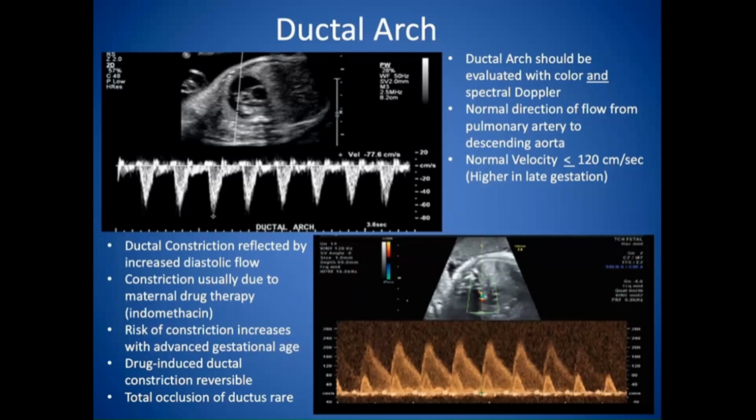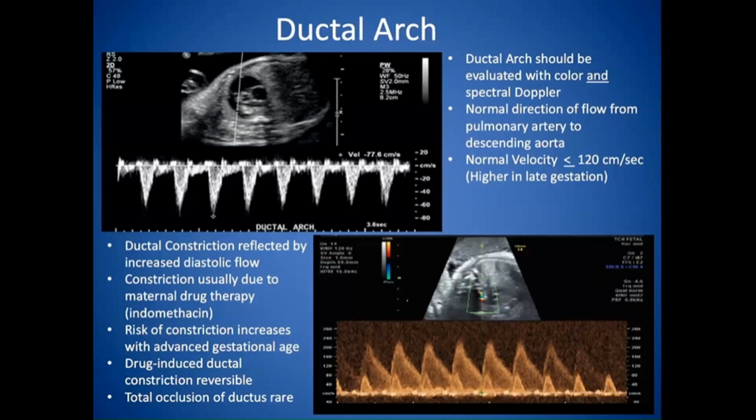Having said that, you need to keep in mind that with the aortic arch, regardless of where you are in gestation, it probably won't vary much from this 120. It may be a little bit higher later in gestation, but not significantly. That's not true with the ductal arch. As these fetuses grow, particularly late in the third trimester, the ductus arteriosus kind of runs out of room, even though it's still growing. So it can become very tortuous, and it can create these anatomical stenoses, which will result in velocities that can be exceedingly high.